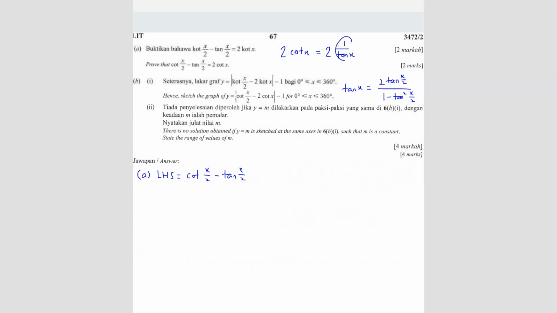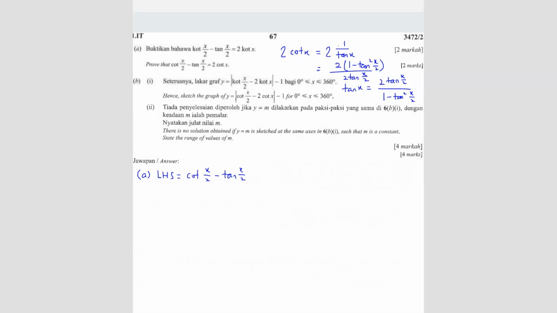Now here what you have is 1 over tangent x. So if I change this to 1 over tangent, then these two have to flip. I will get 2 times 1 minus tangent square x over 2 over 2 tangent x over 2. This part comes down, this one comes on top, and the 2 is here. I hope I'm not confusing you.